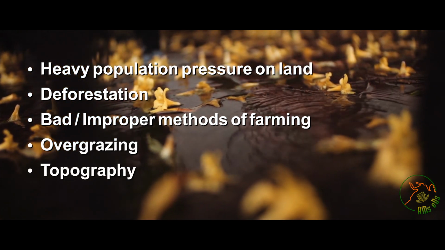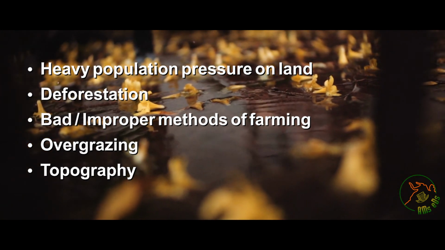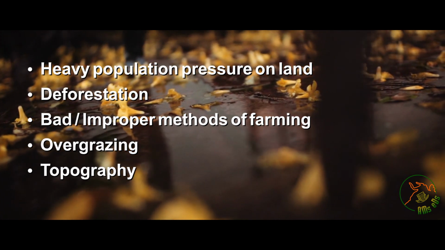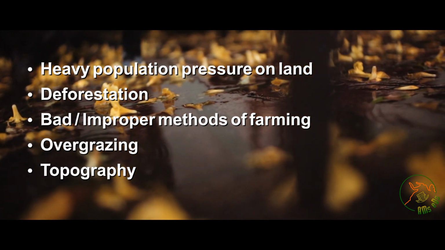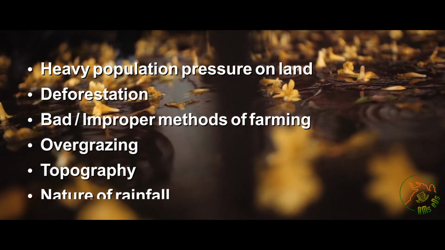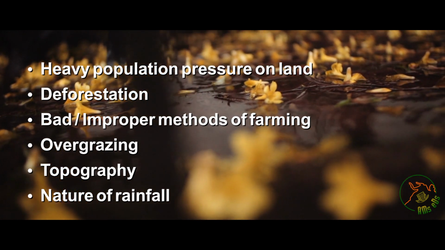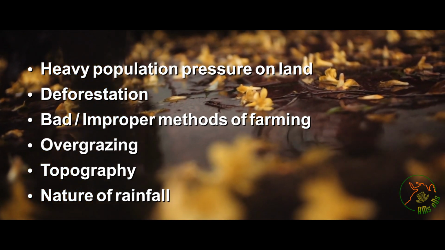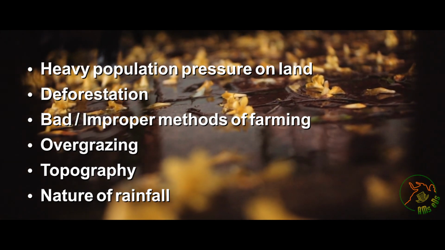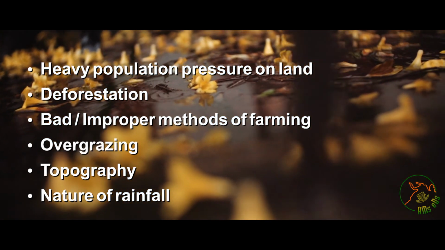topography or the type of land, that is, whether it is a dry land or humid region, whether it is a hilly region or plain. Accordingly, the causes of erosion differ. Even the nature of rainfall becomes a deciding factor because India receives 90% of its rainfall during the monsoon season, and you know how rain causes erosion.